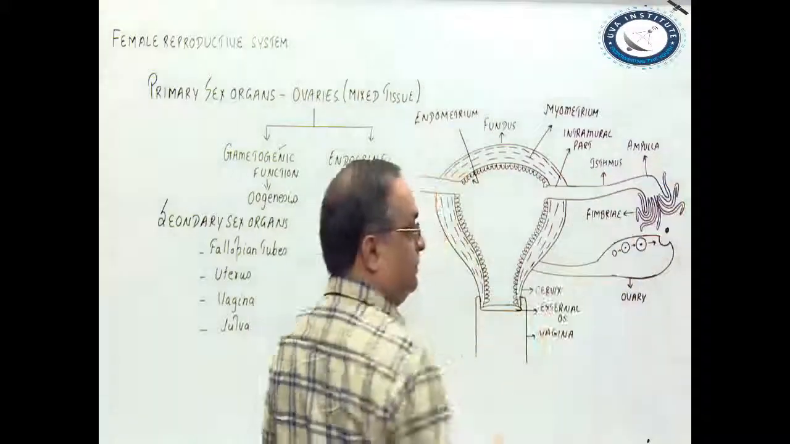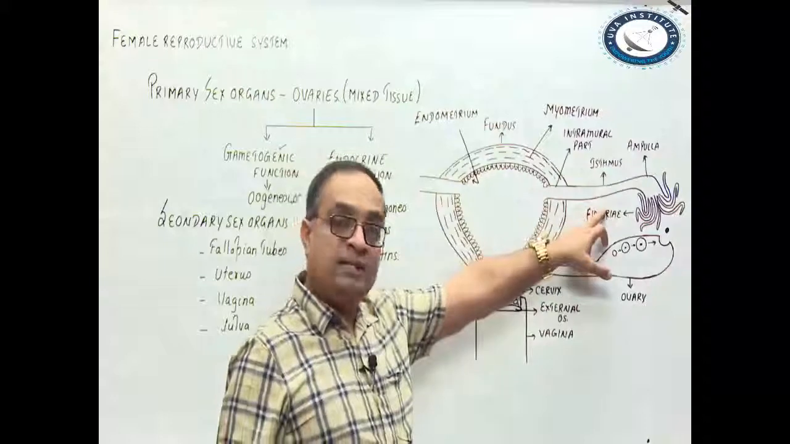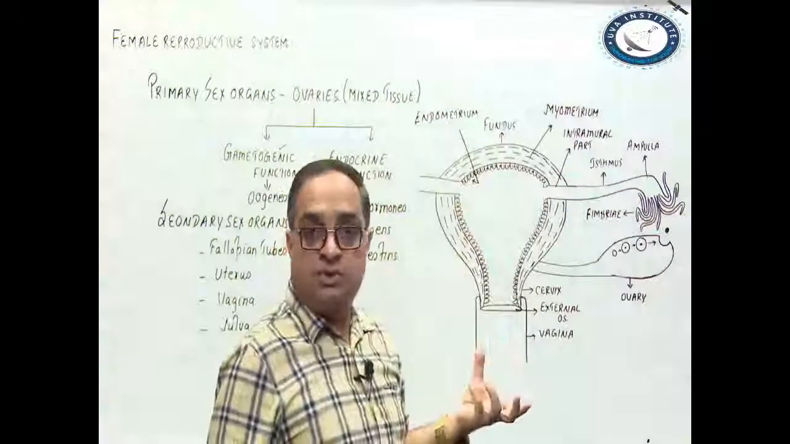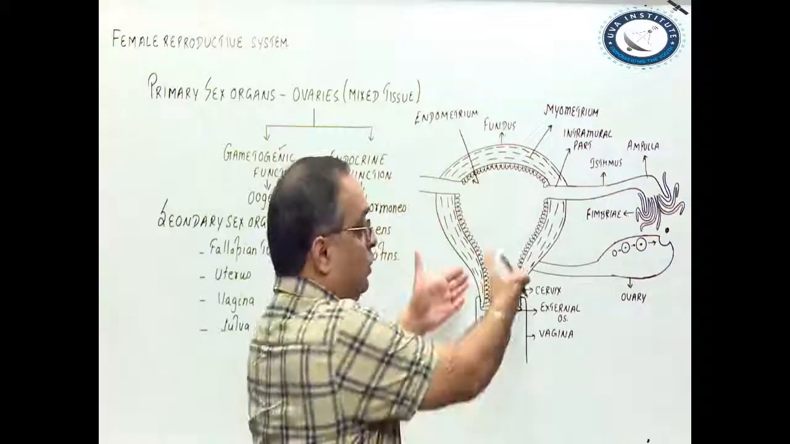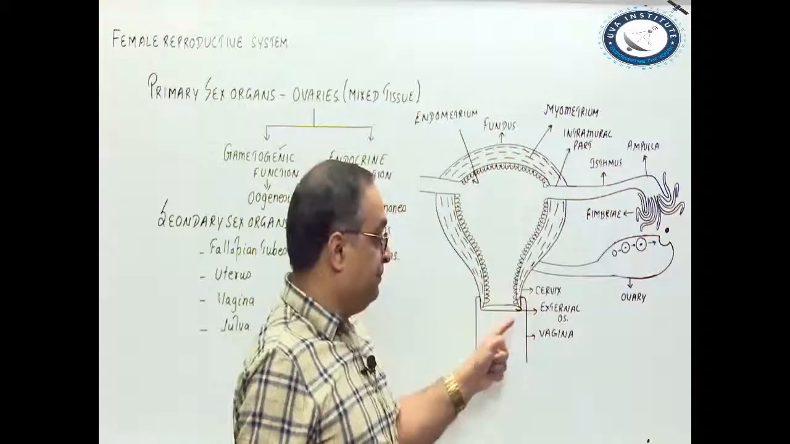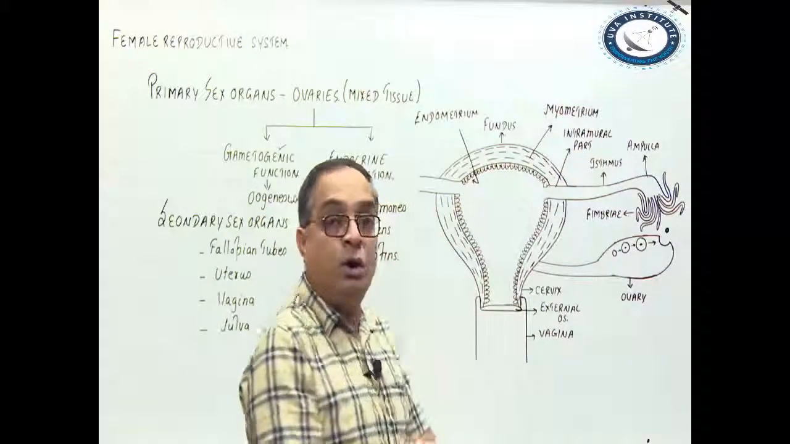This structure is the fallopian tube. Fallopian tubes are paired structures. I have just shown it on one side. Fallopian tubes, then this central pear-shaped structure that is called uterus. The lower narrow neck-like region of the uterus is called cervix. Cervix opens into the vagina through this external os.